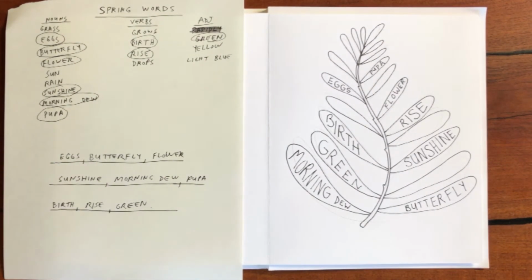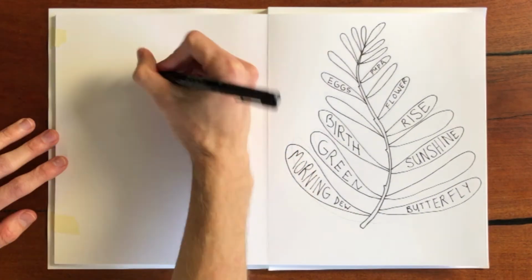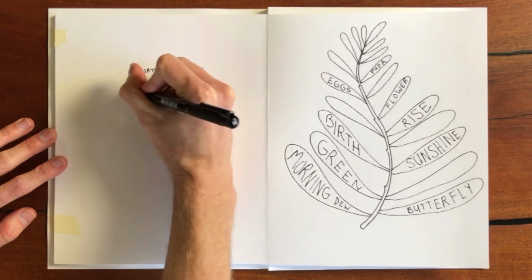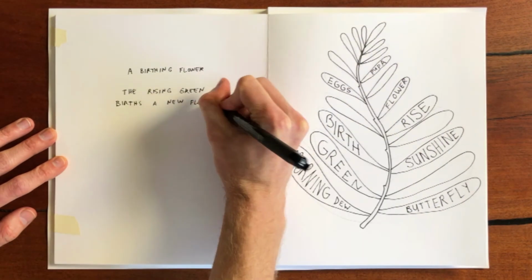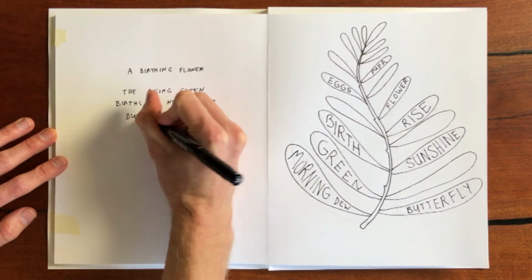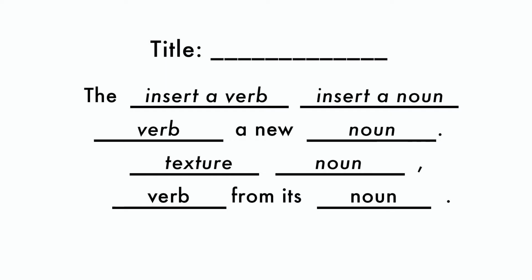Our next step is to take our 7 or 8 words and construct them into a poem. My poem ended up reading, "The rising green births a new flower, butterfly eggs, pupa from its petals." Here's a template to help you get started. I would recommend not starting with the title. Let's save that for the end.